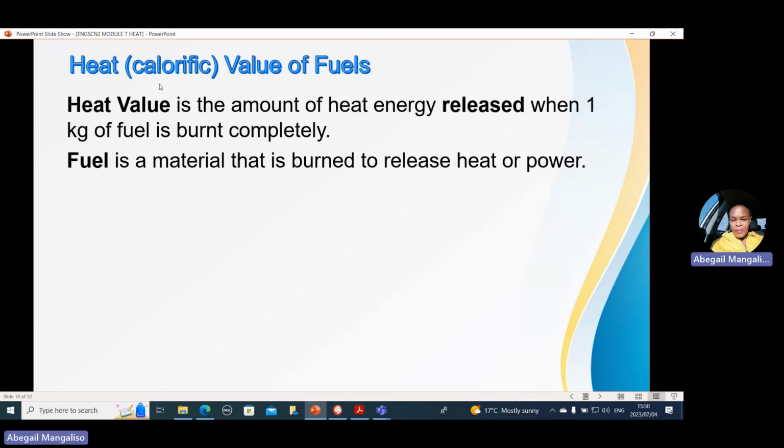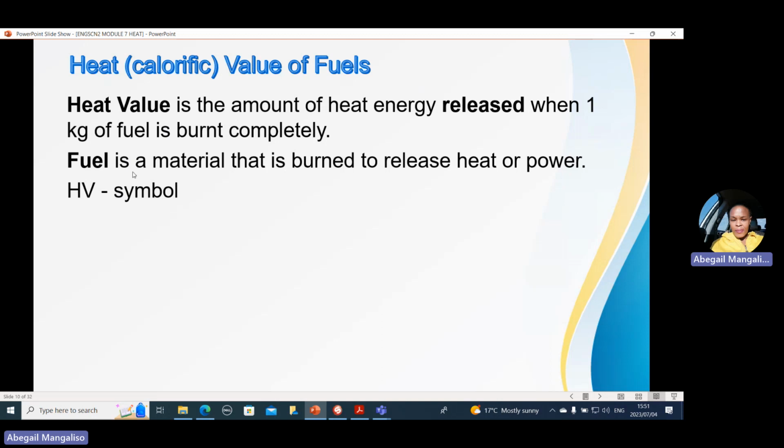Now, this heat value is the amount of heat energy released when 1 kilogram of a fuel is burned completely. Each and every fuel has its own amount of heat that it releases when 1 kilogram is burned completely. Similar to specific heat capacity, each and every substance has its own heat that it requires for its temperature to increase by 1 degree.